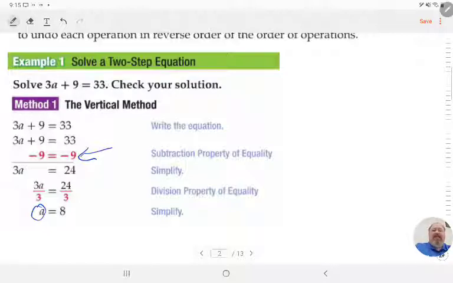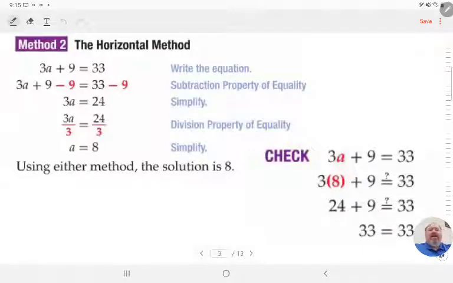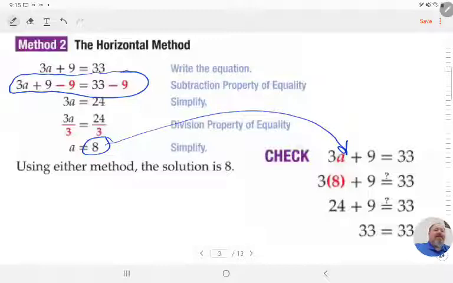That would leave me 9 minus 9 is 0, so it just leaves me with 3a. And 33 minus 9 is 24. Then, just like the last lesson, I would divide both sides by 3, because that's 3 times a. And that leaves me with a equals 8. Now, the other method is called the horizontal method. The only difference is instead of subtracting 9 below, you're putting it horizontally, side by side. That's the only difference, and you'll see both. Then to check it, I take that answer, plug it in for a, and solve. 3 times 8 is 24. 24 plus 9 is 33, so the answer checks.